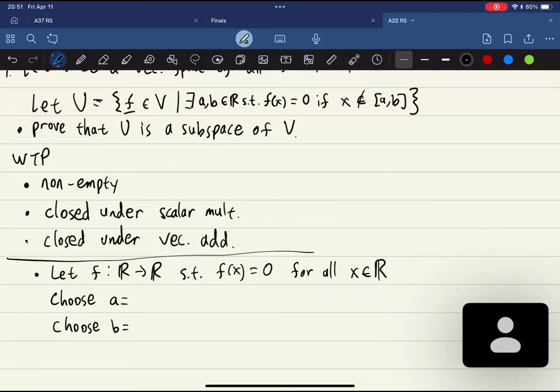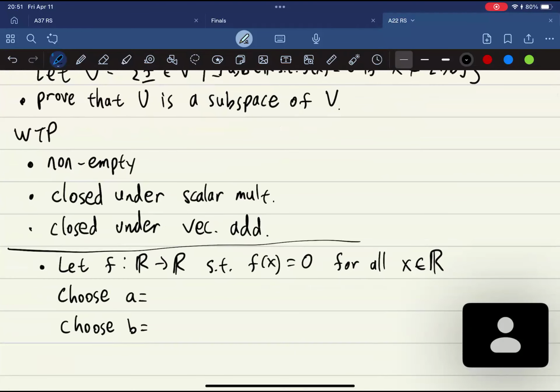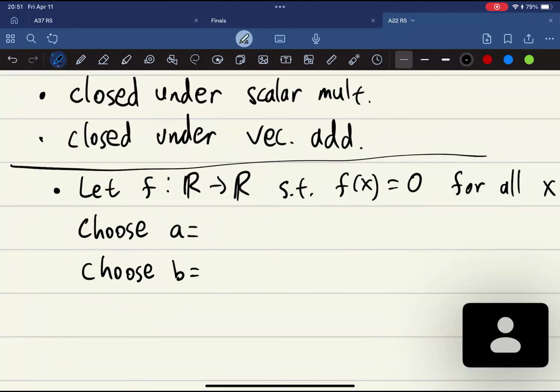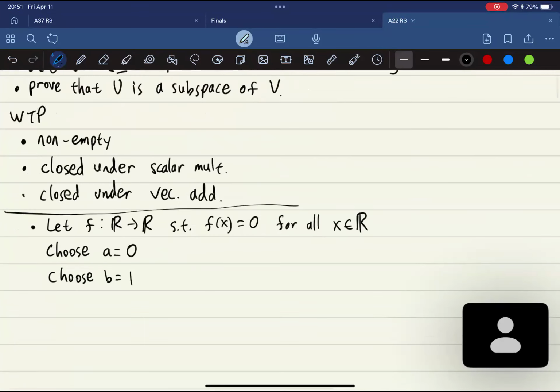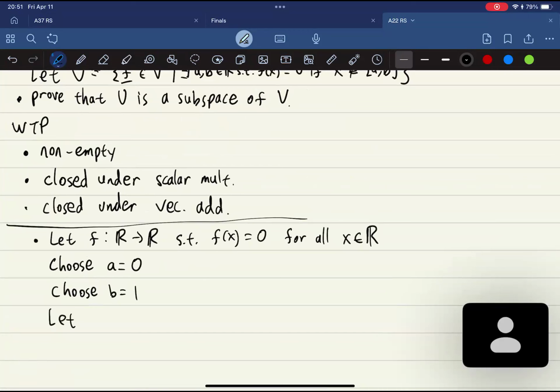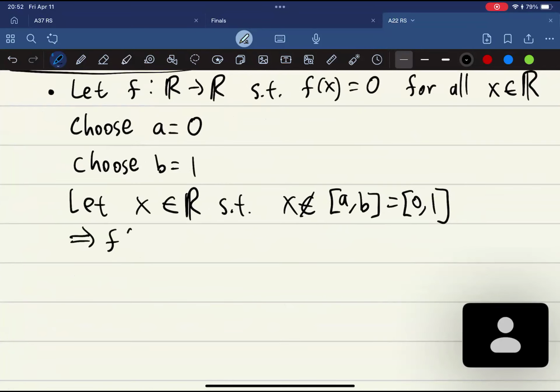Yeah. So any choice of a and b will work here as long as a is less than or equal to b. So I'll just use easy numbers. I'll choose a equals 0 and b equals 1. And we let x be a real number such that x is not in the interval a, b. So we get f of x equals 0. And by definition of the set, f is an element of U.